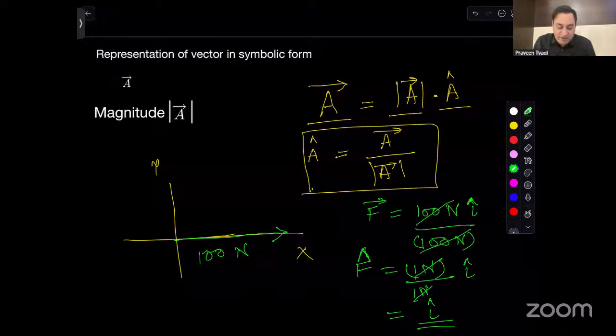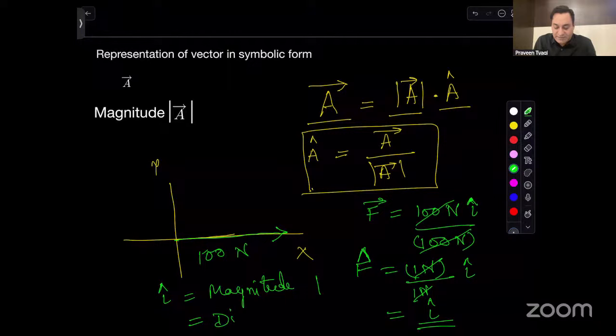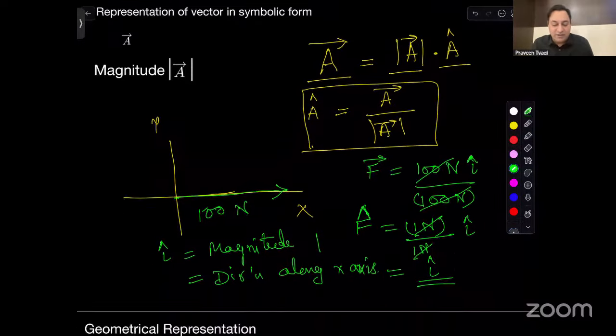A unit vector i cap is a vector with magnitude 1 unit and direction along the x-axis. And this is how we represent a vector.